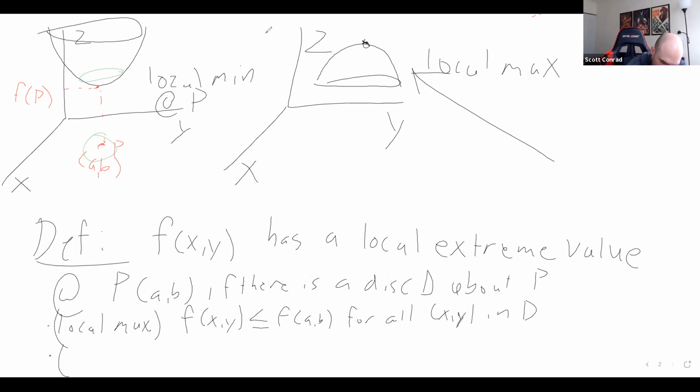And local min is the opposite. If you look at every point nearby and the value of the function is greater than or equal to the value of the function at the point AB, then we say there's a local min at AB.